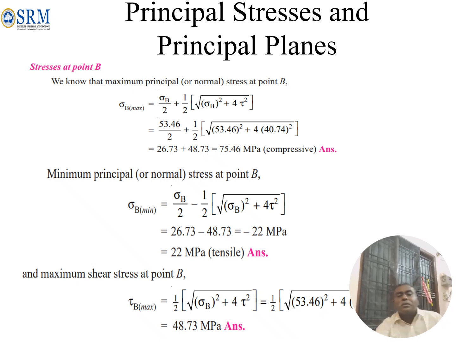Here also you substitute: sigma B by 2 plus the square root of half of sigma B, the whole squared, plus 4 tau squared. Sigma B is 43.46 and tau is 40.74. So it is 75.46 megapascal compressive. Then sigma B minimum equals half of sigma B minus the same value, so minus 22, that is 22 megapascal tensile, the minimum principal or normal stress. Then the maximum shear stress tau max equals half the square root of sigma B squared plus 4 tau squared. So these are all the stresses at point B, because the question asks clearly to find the maximum resultant stresses at points A and B. So that is the case. This is the first problem.